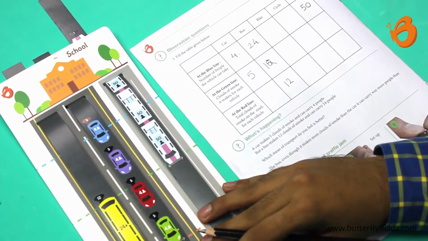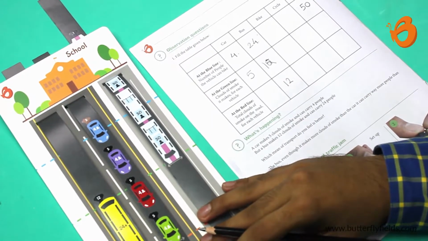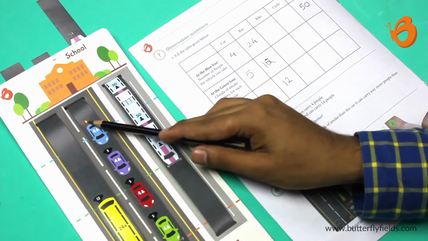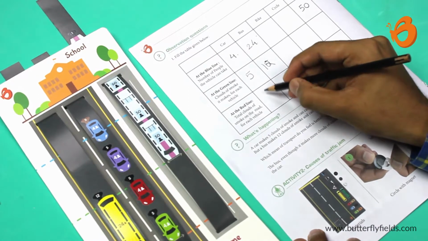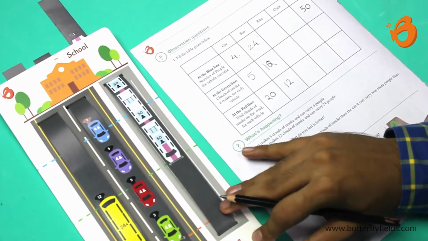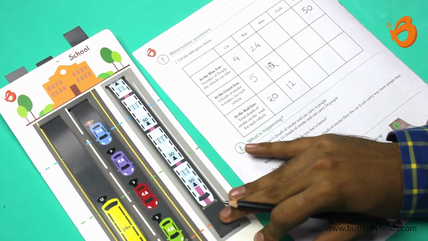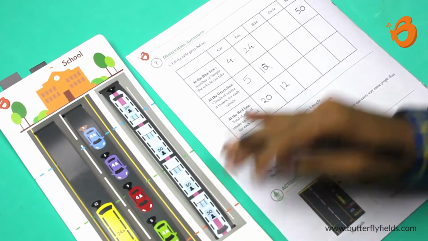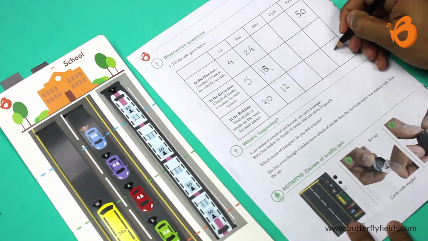The total number of black clouds the cars are producing in this lane is 5 plus 5 plus 5 plus 5. That is 20. And the total number of black clouds the metro is producing is just 1.